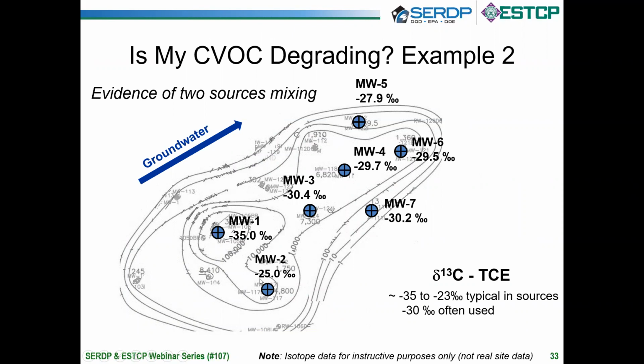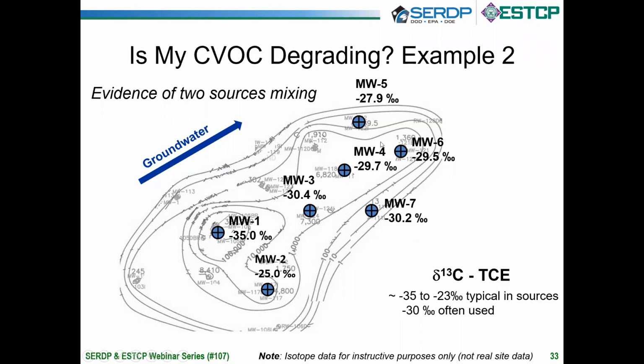But if we said, okay, well, this is -25 and this is -30, that seems to be enriching. But what might really be happening here, based upon groundwater flow and what we know about mixing at that site, is that these two sources are mixing together. And if we have a 50% mixture of MW1 and MW2 groundwater as we move down gradient, you would expect an isotope value that's in between. So this is additive, and you'll get -30 per mil.